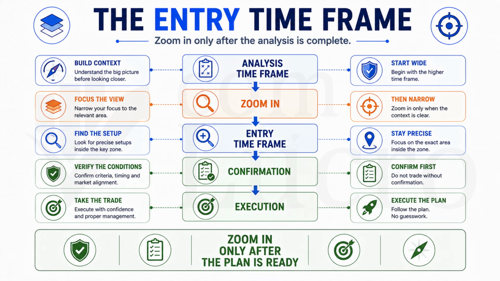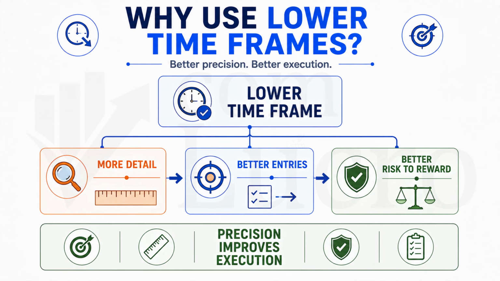Depending on the analysis time frame being used, we zoom in even further to look for confirmation signals before finally executing the trade. The main reason we use lower time frames for execution is simple. They provide a more detailed view of price action and often allow us to achieve a more favorable risk-to-reward ratio.